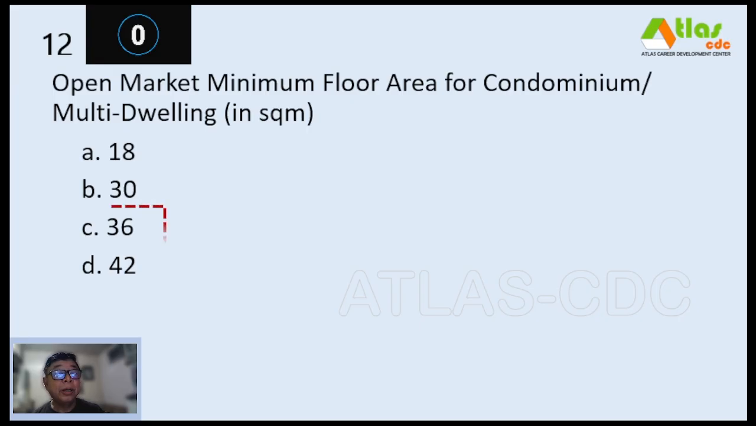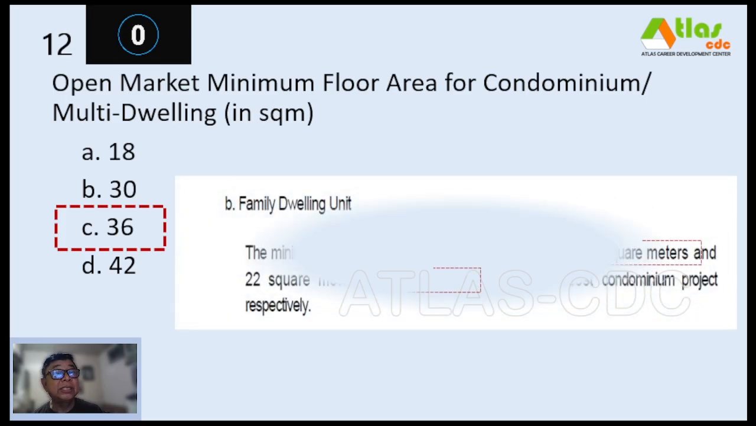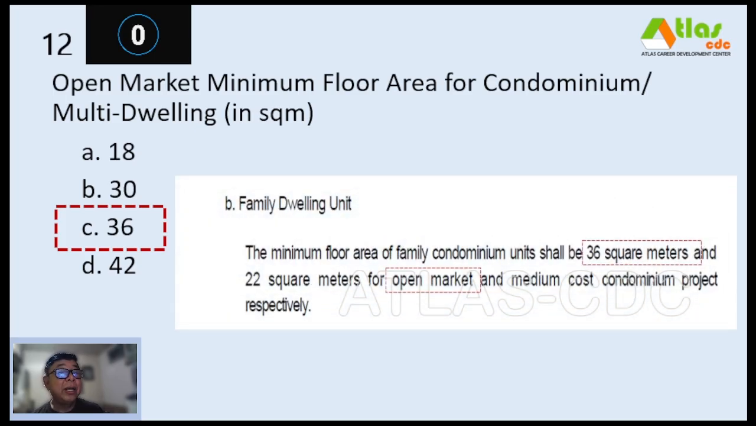And our correct answer is letter C, 36 square meters. So for family dwelling unit, according to PD 957, the minimum floor area of family condominium units shall be 36 square meters and 22 square meters for open market and medium cost condominium project respectively. So yung open market is 36 square meters while medium cost is 22 square meters.